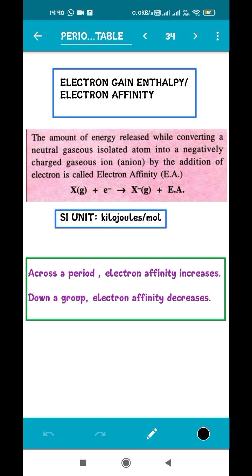And down a group, what happens? Down a group the metallic character increases. As a result, the electron affinity will decrease. The same reason again, let's see once again. Down a group, what happens? The size of the atom will increase. As a result, electrons can be lost easily. Nuclear pull is so less. So how will electrons be gained? So obviously electron affinity is decreasing.